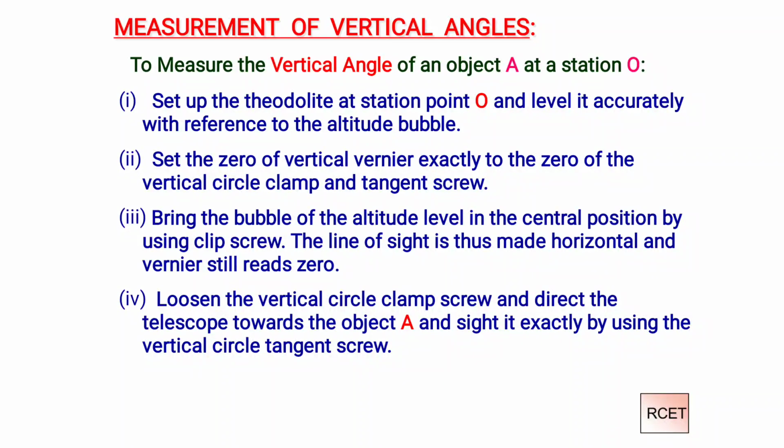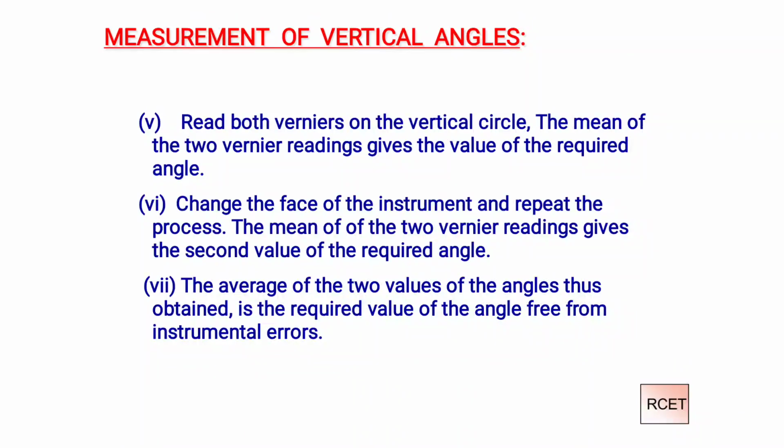Loosen the vertical circle clamp screw and direct the telescope towards the object A and sight it exactly by using the vertical circle tangent screw. Read both verniers on the vertical circle. The mean of the two vernier readings gives the value of the required angle. Change the face of the instrument and repeat the process. The mean of the two vernier readings gives the second value of the required angle. The average of the two values of the angles thus obtained is the required value of the angle free from instrumental errors. Thank you.